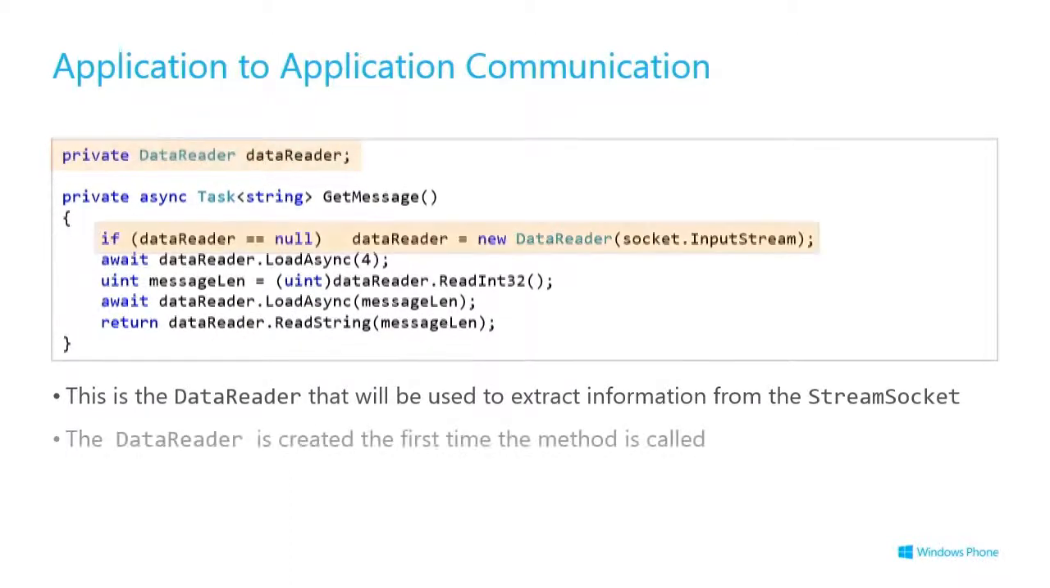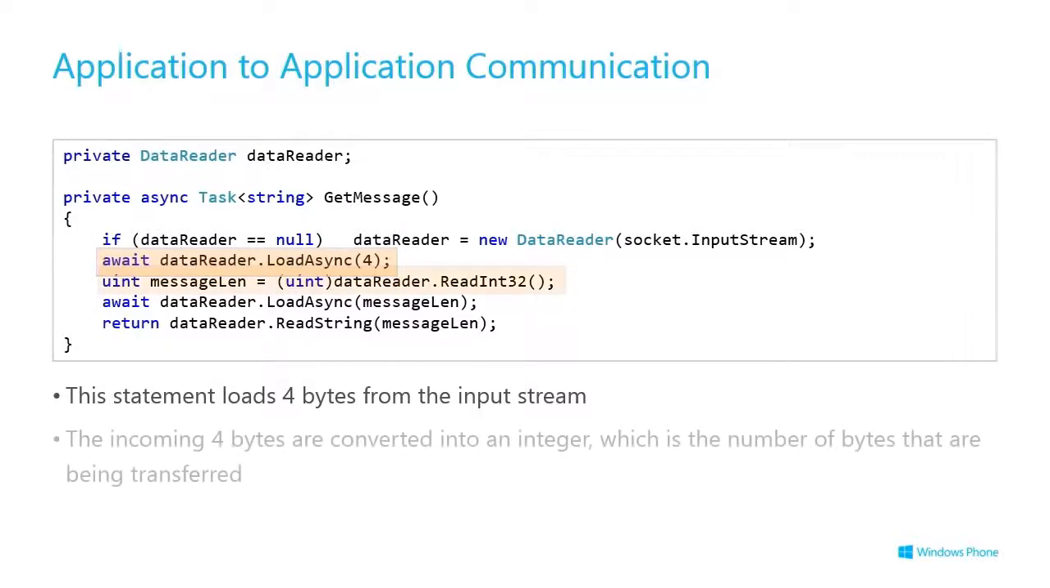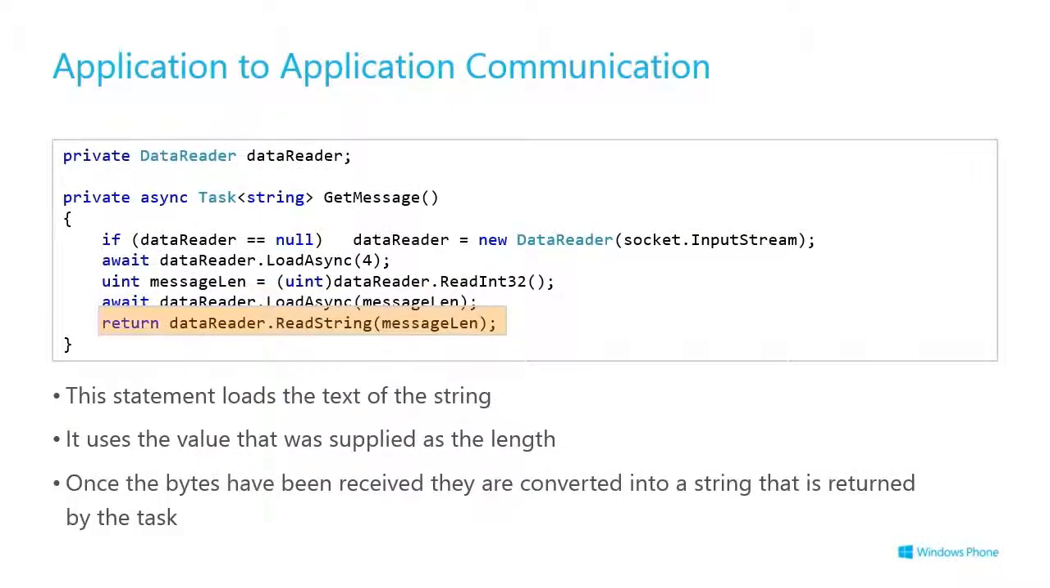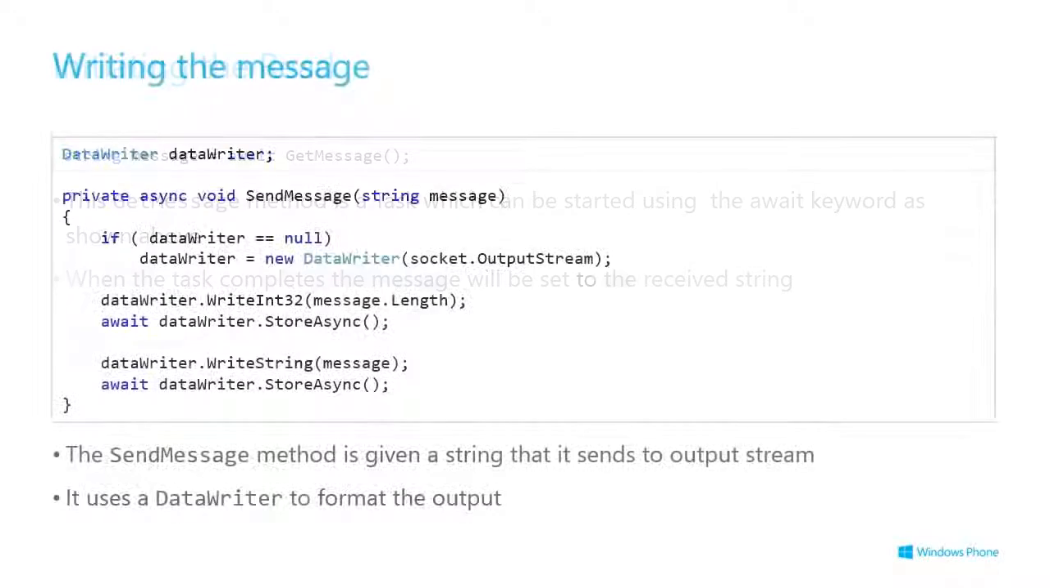So this is where we new up our data reader. This is where we read in the first 4 bytes, and we turn that into an integer, we read an integer, and then we load that message and read the string. So there we go. And that's how you would actually call that get message.